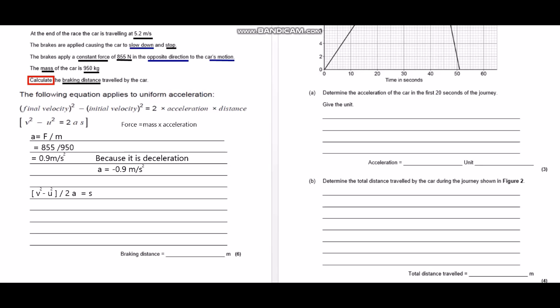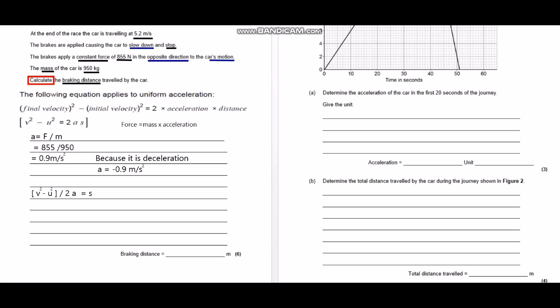So rearranging that, we have the final velocity squared minus the initial velocity squared, all in brackets, divided by 2 times the acceleration, is equal to the distance. So now, what we need to do is go back to the information we've underlined and try and link that to these symbols.